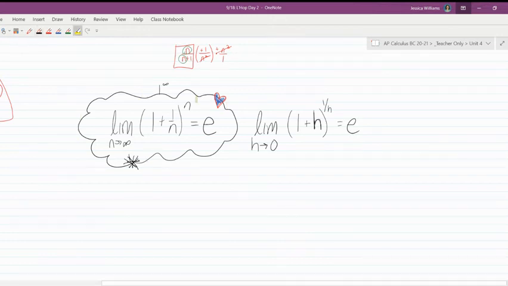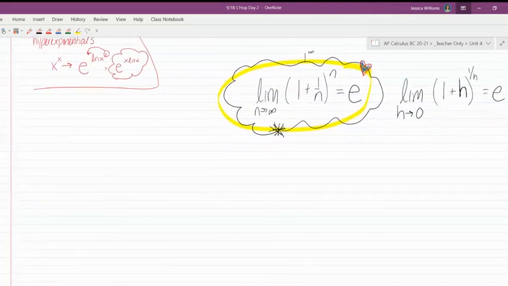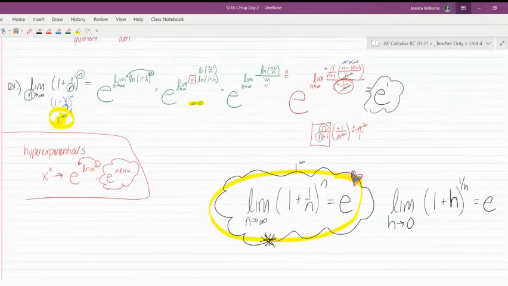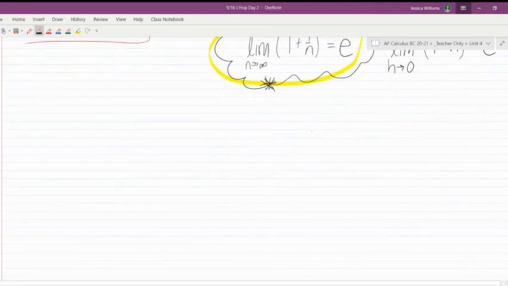This guy is the one you're going to see more in January, but they could both pop up. If you recognize them, then all of this work we did up here doesn't have to be done. You just write e and move on. And then the variations on, so let me just write one real fast, and then I'm going to tell you where e came from. We're going to take a little history lesson.